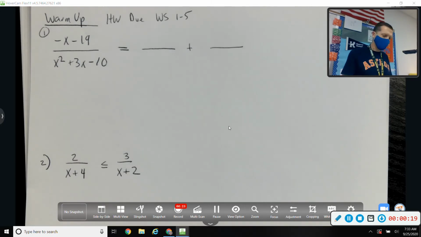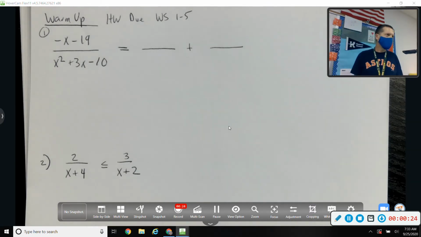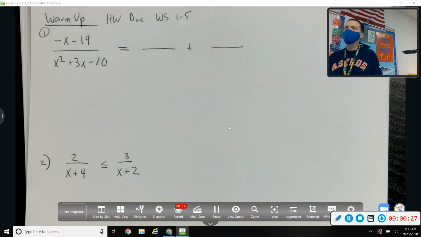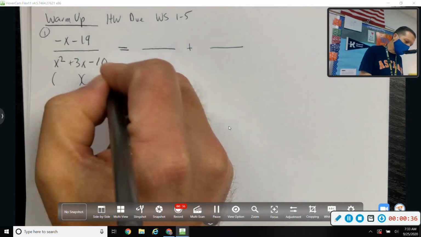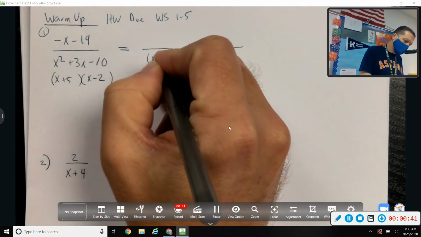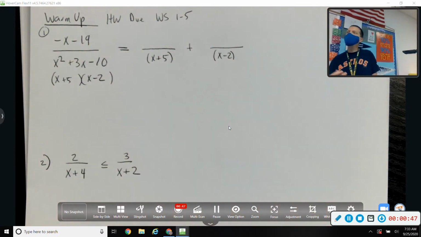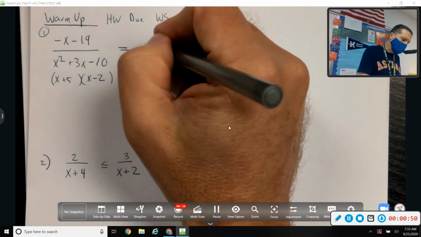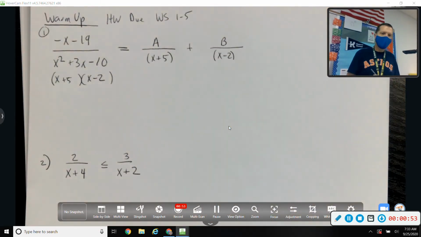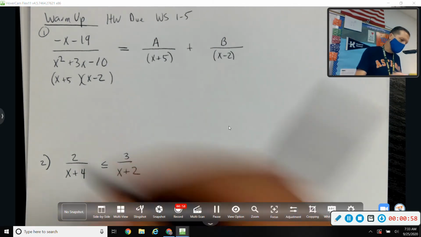Okay, welcome back to us. So what do we want to do first on number one? What do we want to do first, Annika? Factor at the bottom. So let's factor the bottom so we know what we're working with here. x plus 5 and x minus 2. So that means my two denominators that were added, remember we're undoing an addition problem, were x plus 5 and x minus 2. And now our job is to figure out what a and b are.